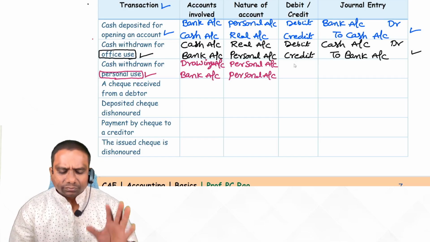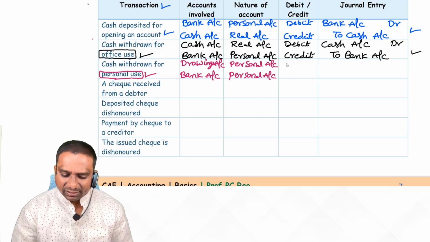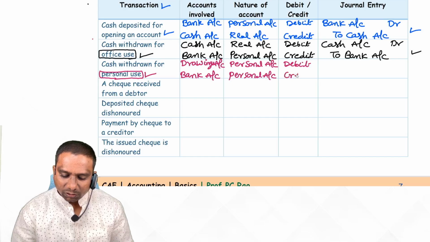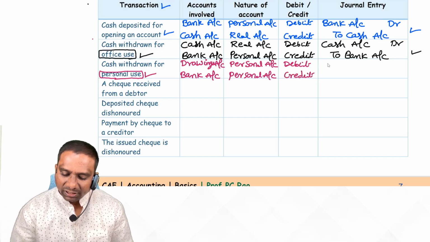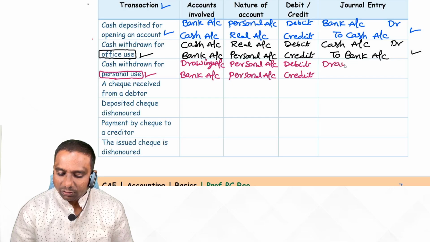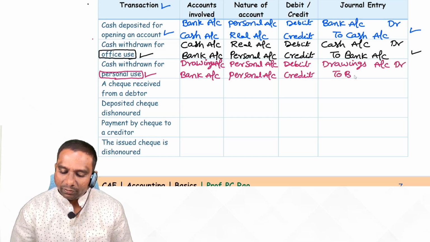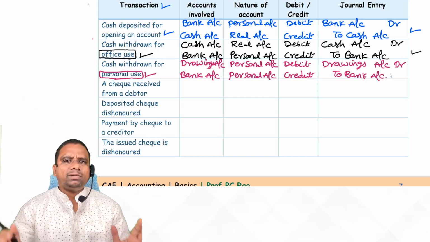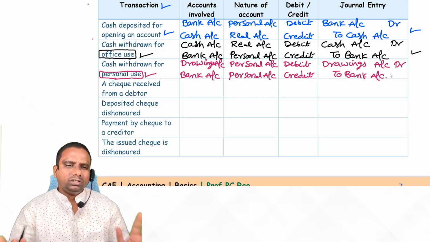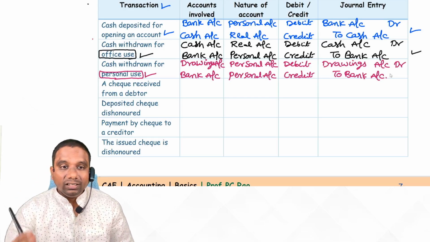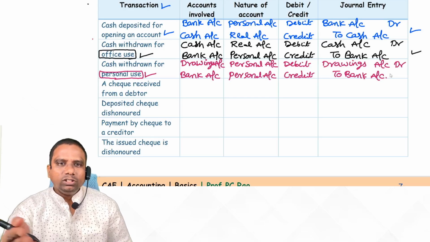Now personal account rule: debit the receiver, so debit. Credit the giver, so credit. What is the entry we record? Drawings account debit to bank account. In the amount column, we write the amount. That's it. Amount is not a big task. Writing the entry is very important. The amount you get in the transaction.